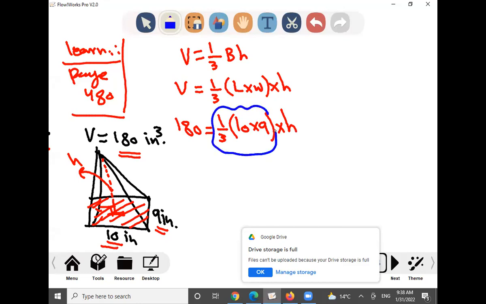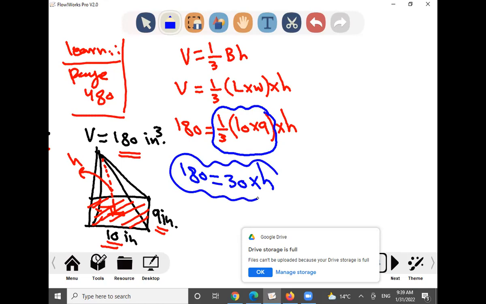These numbers here, I need to simplify them to make them one number. 180 equals 10 by 9, 90 divided by 3 multiplied by h. So 1 over 3 multiply 10 multiply 9, the answer is what? 30. What do we call this? Multiplication equation, remember? So this is a multiplication equation in one step, right?